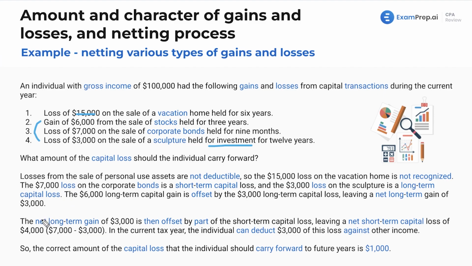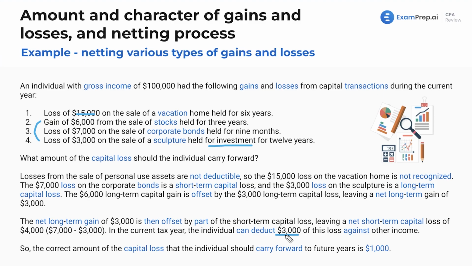And then we are going to take into account the $7,000 loss here. So the net long-term gain of $3,000 is then offset by part of the short-term capital loss, leaving a net short-term capital loss of $4,000. So $7,000 minus $3,000 gives you $4,000. Again, it's super tricky because the total loss here is $4,000, but we have to remember our sneaky rule that will pop up everywhere. It could even pop up, you'll see in partnerships, where you're dealing with passive losses that flow through to the individual. We are only able to deduct $3,000.